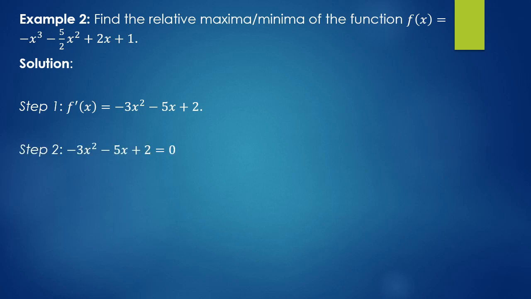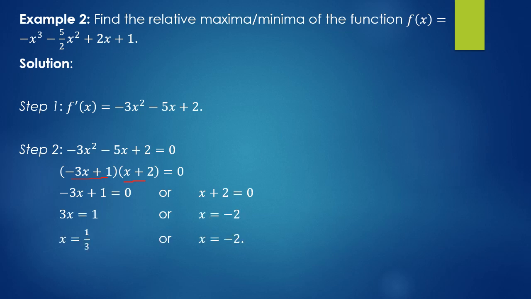Equate that to 0. We have here a quadratic equation. And this one can be factored into negative 3x plus 1 times x plus 2. So remember, this is equated to 0. So we get a solution if this is equal to 0 or this is equal to 0. So we equate both factors to 0, and then we can solve for x. Negative 3x is equal to negative 1. So x is equal to positive 1/3, and x is equal to negative 2.